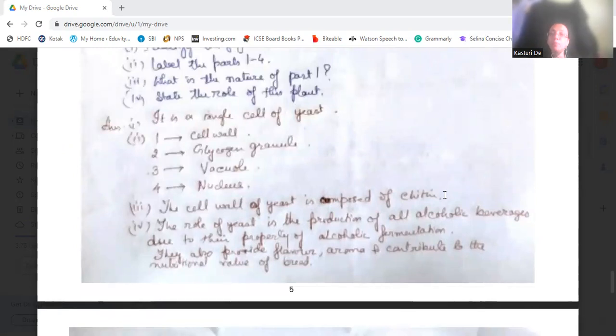Okay, and the role of the plant, it is used in the production of alcoholic beverages mainly due to its property of alcoholic fermentation. And they can also produce flavor, aroma, and give some nutritional value to the food, the bread, and also it raises the dough of the bread. Okay, makes the bread soft.